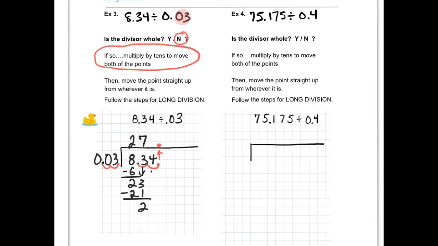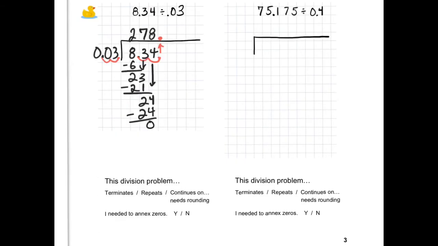We are ready to bring down the next digit, which is a 4. 3 divides into 24 about 8 times. 3 times 8 is 24. Subtract 24 minus 24, and you get 0. I've got no more digits to bring down. I've got no remainder here. That means our problem is finished. So 300 goes into 8.34 exactly 0.0278 times.